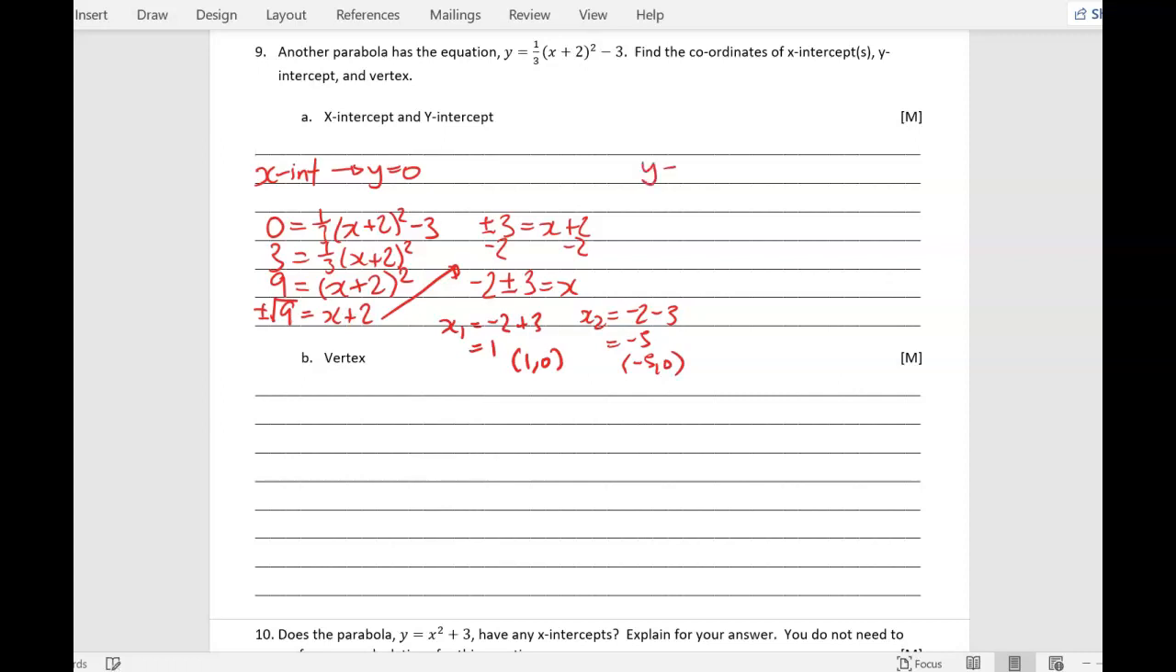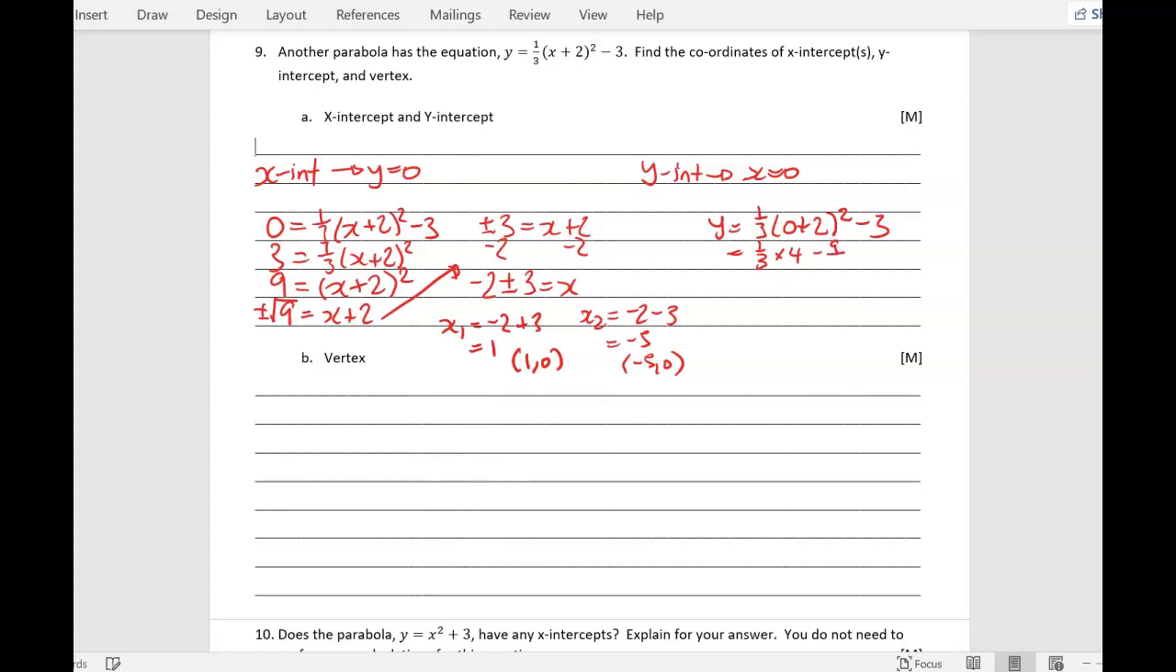They were certainly the hardest. So y-intercepts. What we know about the y-intercepts is that x will be equal to 0. So this one will be a bit easier to calculate. y is equal to 1/3 of (0 plus 2) squared minus 3. 1/3 times 4. 4 is where that 2 squared comes from.